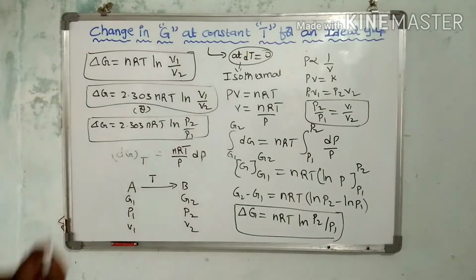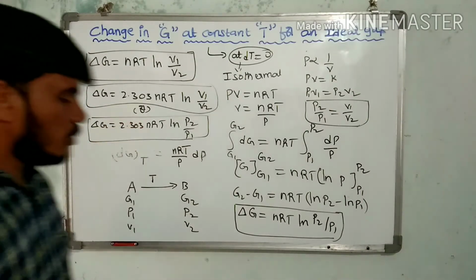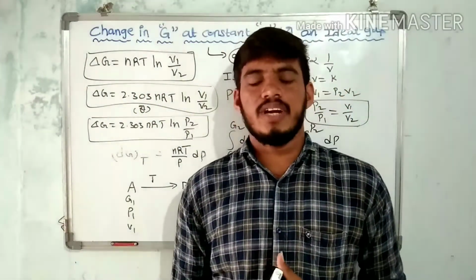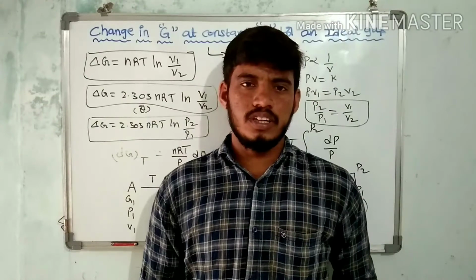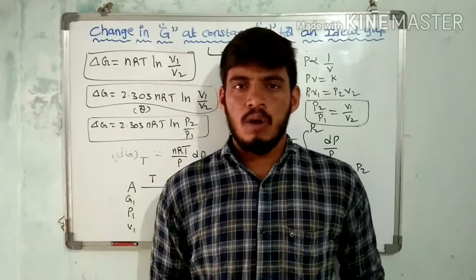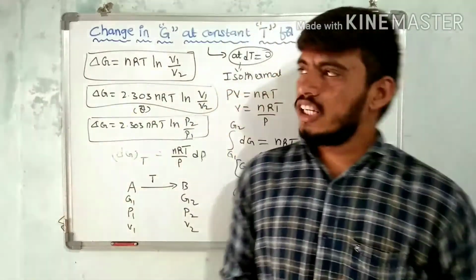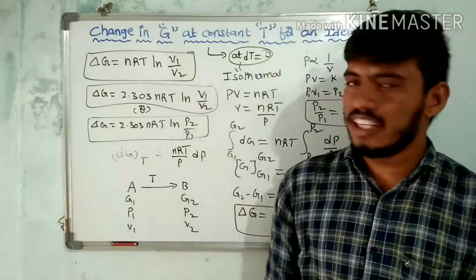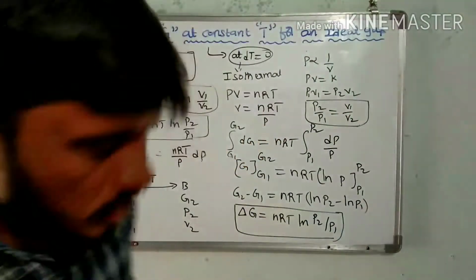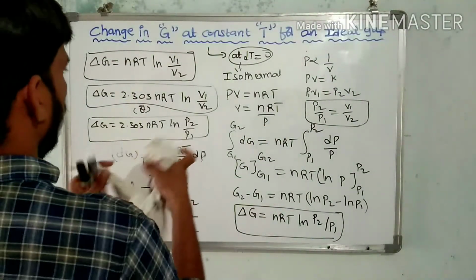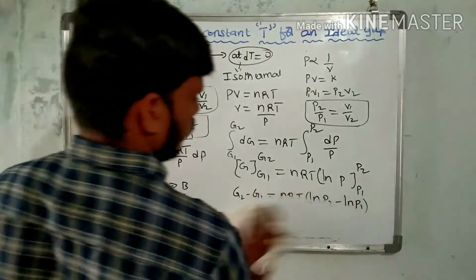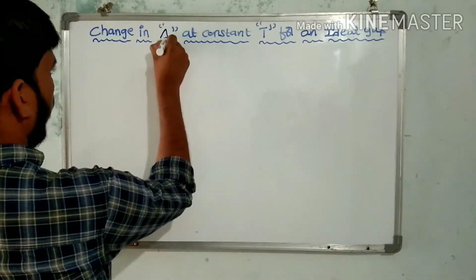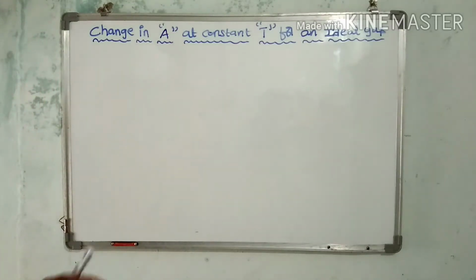These two are very important formulas for the change in Gibbs free energy at constant temperature, in terms of volume and in terms of pressure. Now another one is the change in work function A at constant temperature for an ideal gas. See this board, this is clear.